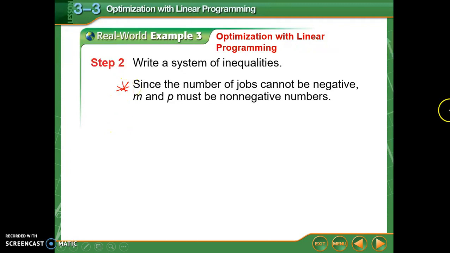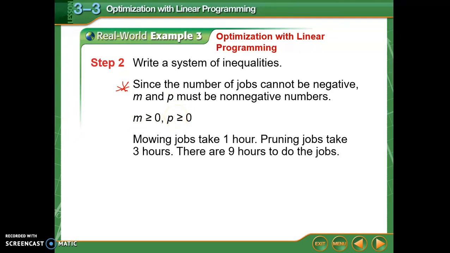They don't state it specifically, but you need to use your logic and know that you're not going to mow a negative number of lawns or prune a negative number of bushes. So both of these inequalities have to be true. The number of lawns has to be greater than or equal to 0, and the number of pruning jobs has to be greater than or equal to 0.